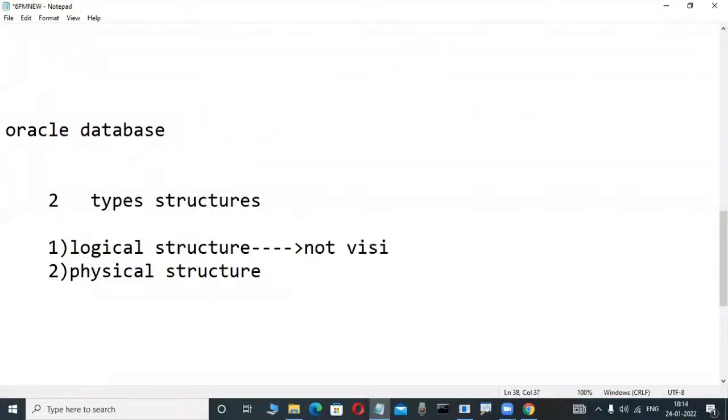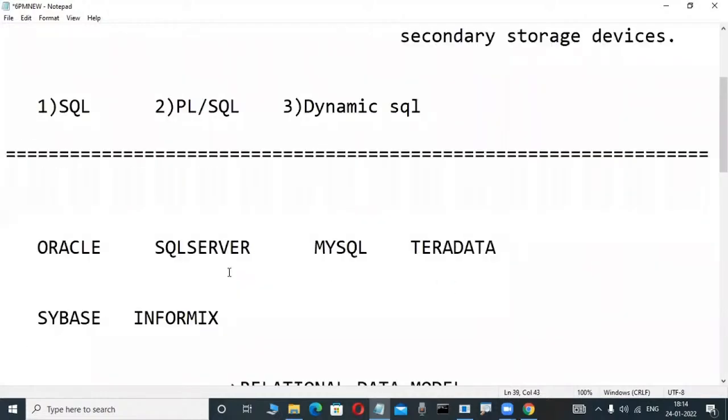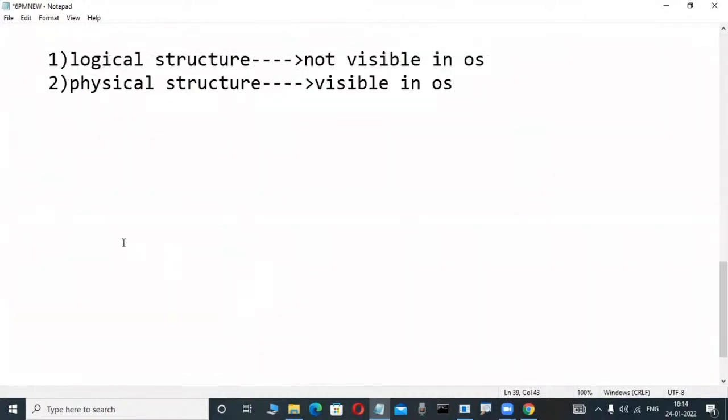in the operating system is called a logical structure. A physical structure means whenever we are installing Oracle, SQL Server, DB2, these software automatically create physical files. I told you in previous classes. That's why a structure which is visible in the operating system is also called a physical structure. Don't worry. Now observe it here.